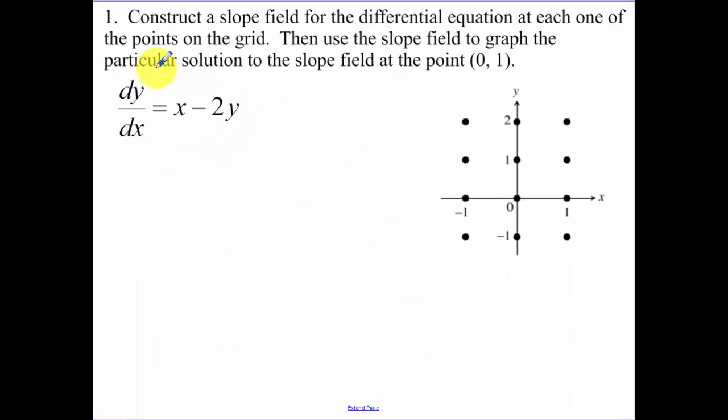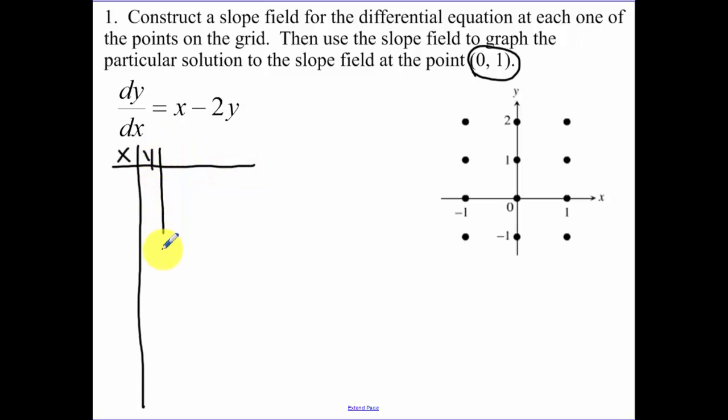Okay, we can't solve this differential equation with any of the methods that we have because we can't separate those variables. I can't get the 2y on one side. So what we're going to do is use our slope fields to get an idea of what the curve looks like at the point 0, 1. We have 4 by 3, so we have 12 points where we're going to find our slope. So we have to come up with an x point, a y point, and what our slope is, dy/dx.